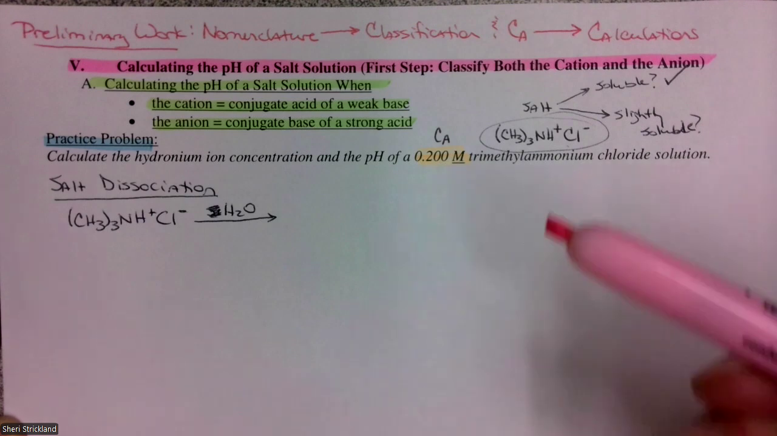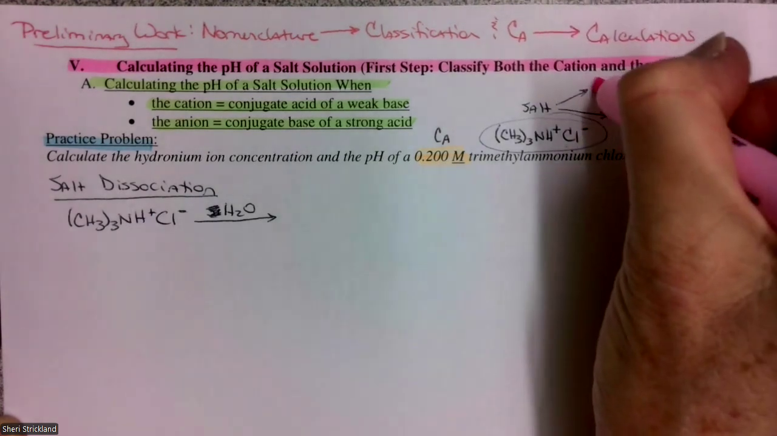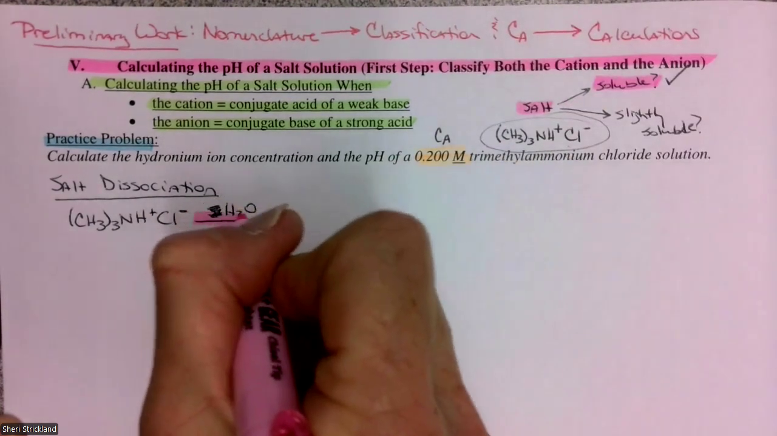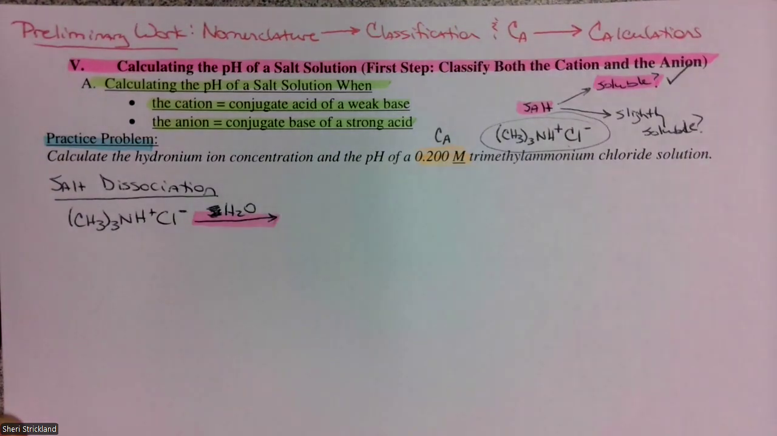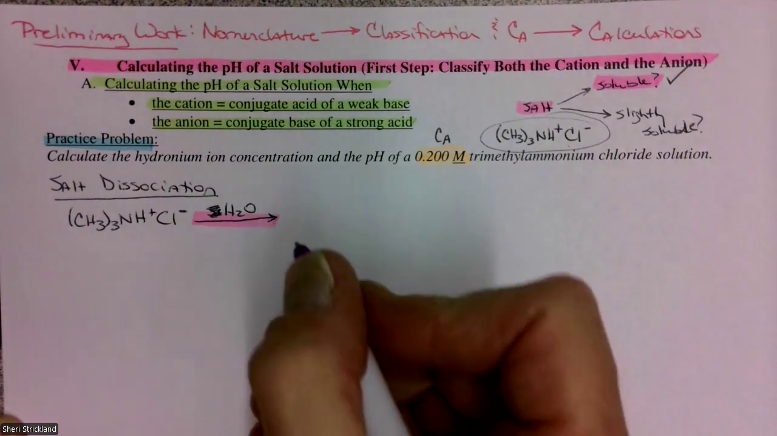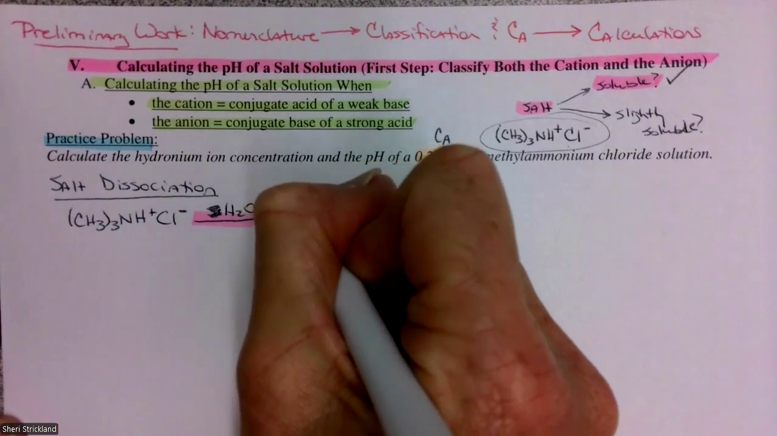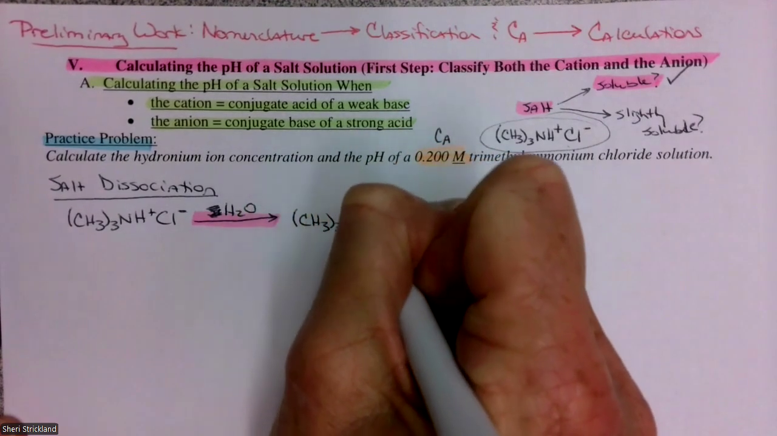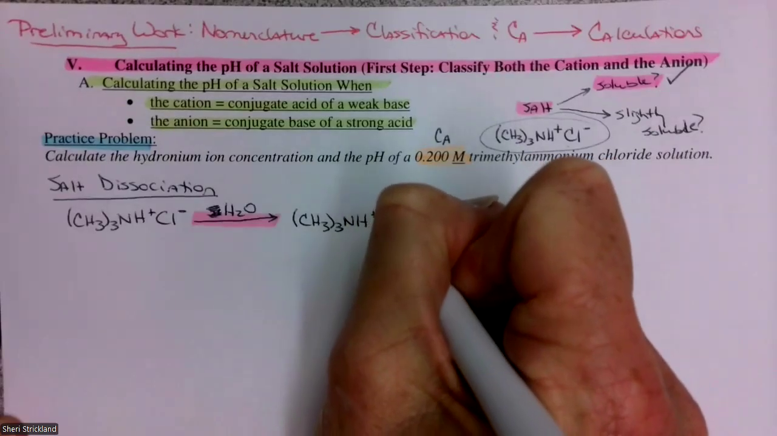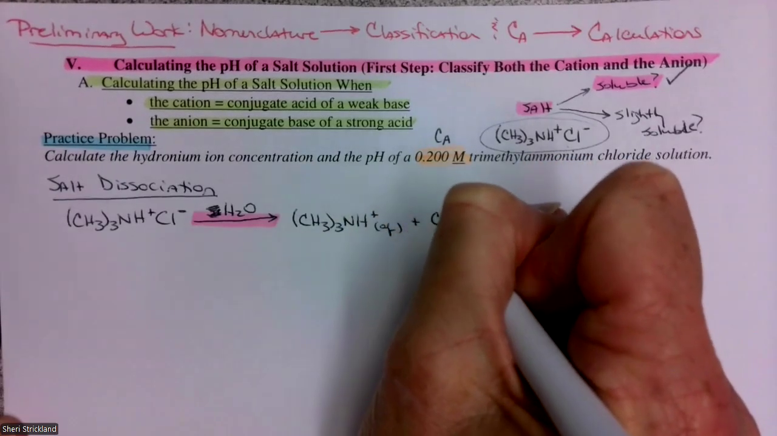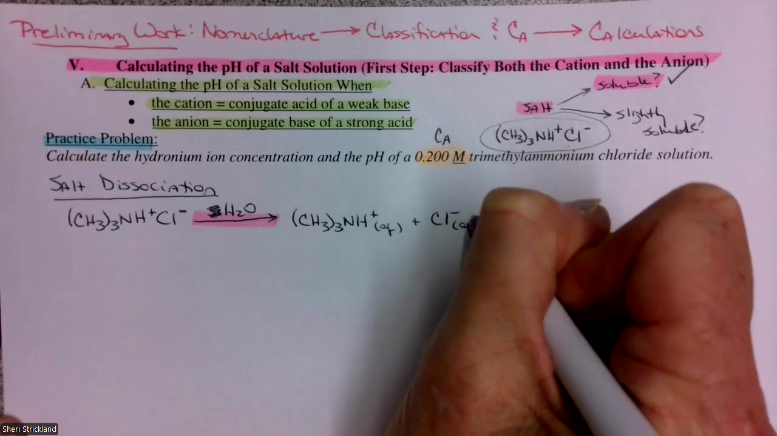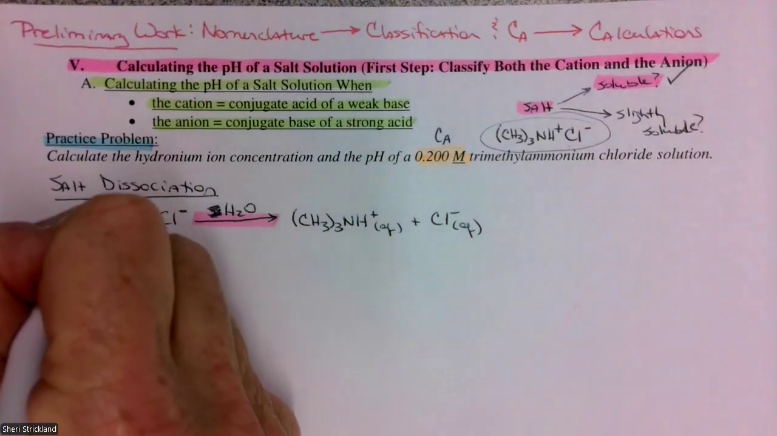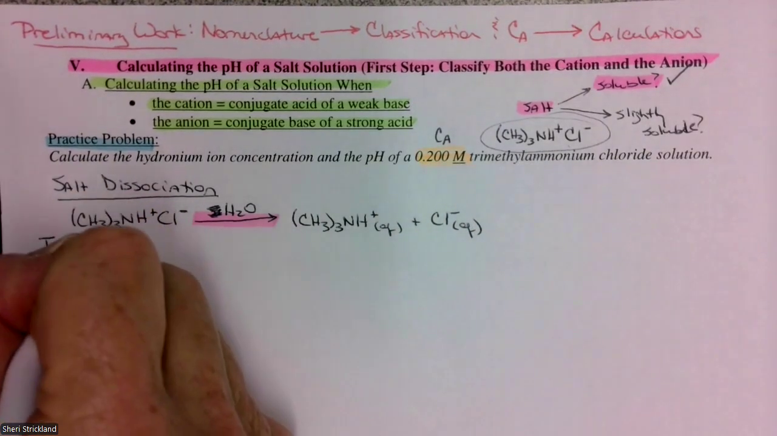Because it's soluble, that means that when we put it in water, we're going to get 100% ionization. Okay, so that means we'll have this guy as the cation, and then this guy as the anion. Okay, so let's do a brief ice table here.